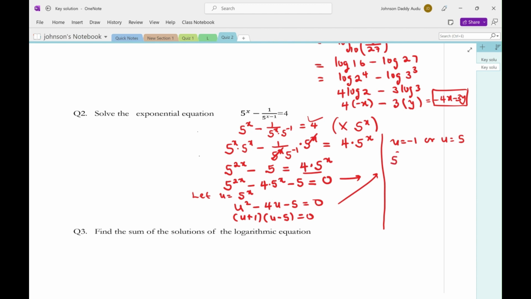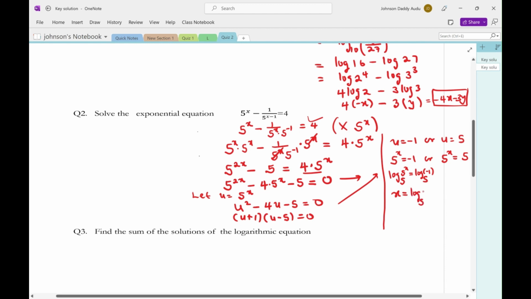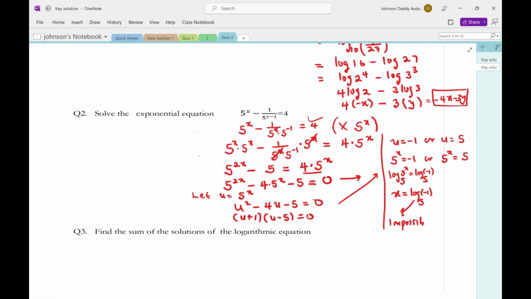Now, what is u? u is 5 to the power x, so you have 5 to the power x equals minus 1, or 5 to the power x equals 5. Here, clearly, there will be no answer for the first, because if you take log to base 5 of both sides, you have x is log to base 5 of minus 1. This is impossible because you can't take the logarithm of a negative number. So the only one here is 5 to the power x equals 5, and you can write this as 5 to the power 0.